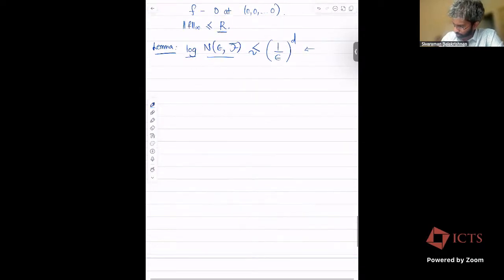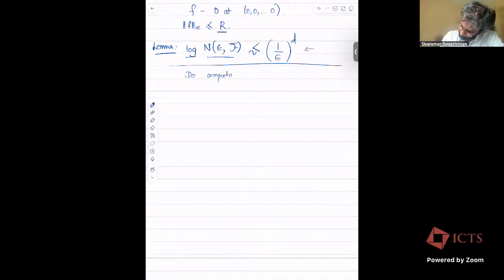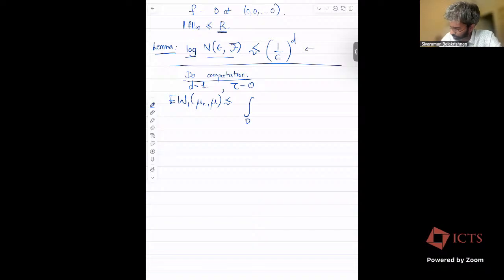Okay, so then let's just do the calculation. We're trying to upper bound the expected Wasserstein distance. Let's first do the D equals 1 case, the expected W1 distance between mu n and mu. By Dudley's bound, it's less than, I can pick any tau that I like, so I'll take tau to be 0 in this case. Then I have to integrate from 0 to some radius the square root of the log of the covering number, which in this case would be 1 over square root epsilon d epsilon. And then there's a 1 over root n sitting outside.